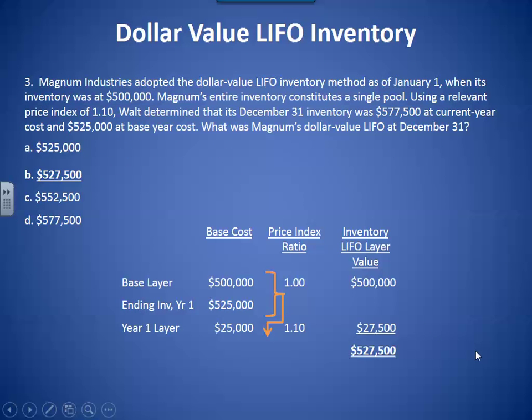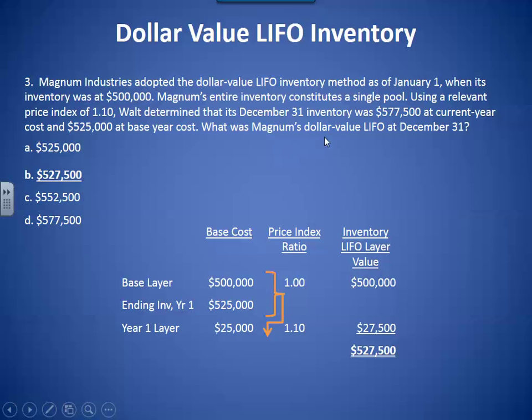Okay, number 3, Magnum Industries adopted the dollar value LIFO inventory method as of January 1st when its inventory was $500,000. So that's pretty much its base. Magnum's entire inventory consists of a single pool using a relevant price index, 1.10. Walt determined that its December 31st inventory was $577,500 at current year costs and $525,000 at base year costs. Now you notice you don't have to calculate a base year in this particular case. It's already given to you.